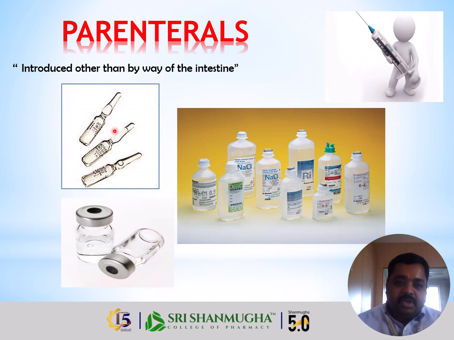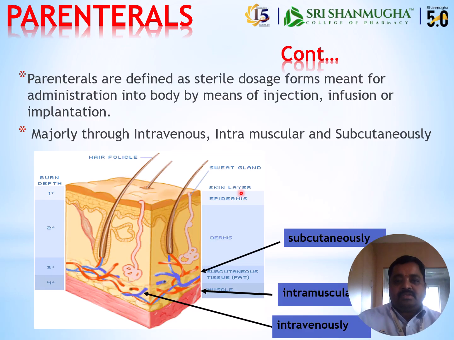So you can see this is single dosage ampules, this is vials, this is large volume parenterals. These two are categorized as small volume parenterals. The parenterals are defined as sterile dosage forms meant for administration into the body by means of injection, infusion or implantation, majorly through intravenous, intramuscular, subcutaneous.